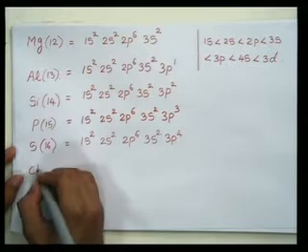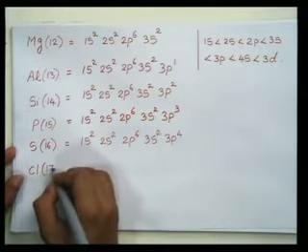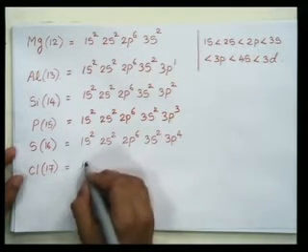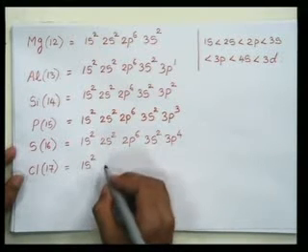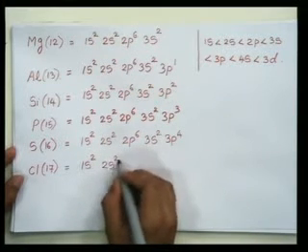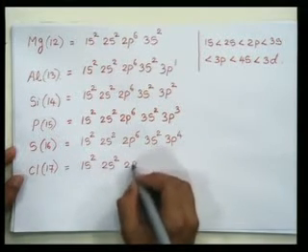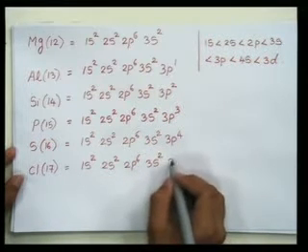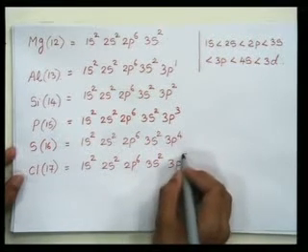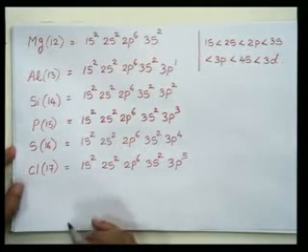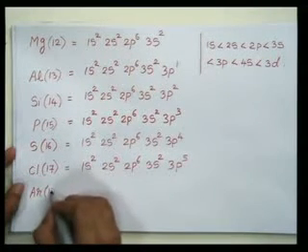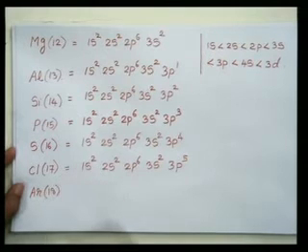Moving to the chlorine having atomic number of the 17. You can write here 1s2, 2s2, 2p6, 3s2, 3p5. Now the element having the 18 atomic number is your argon.